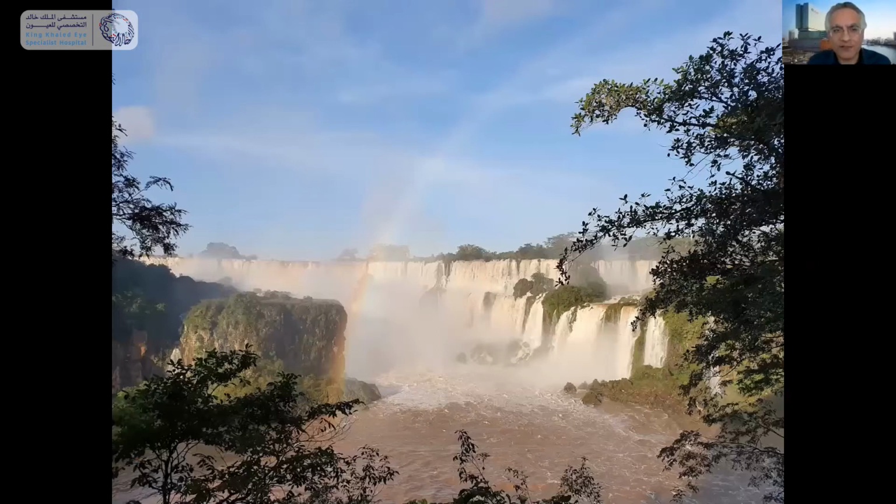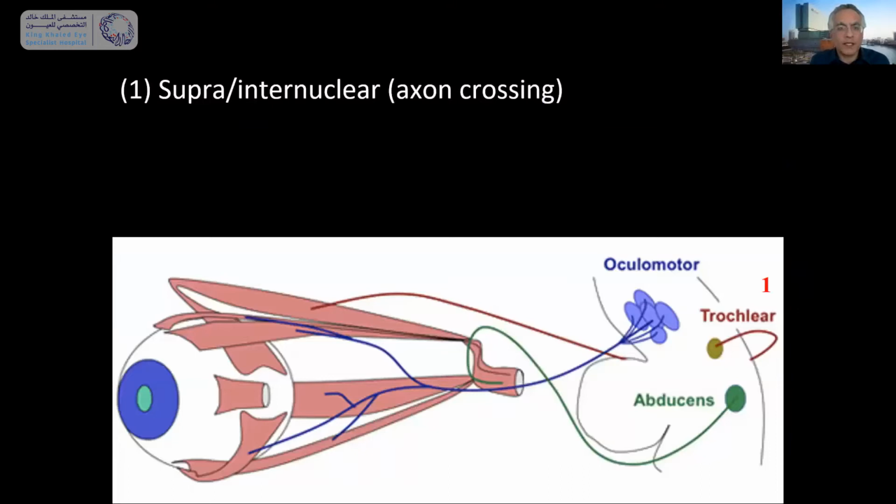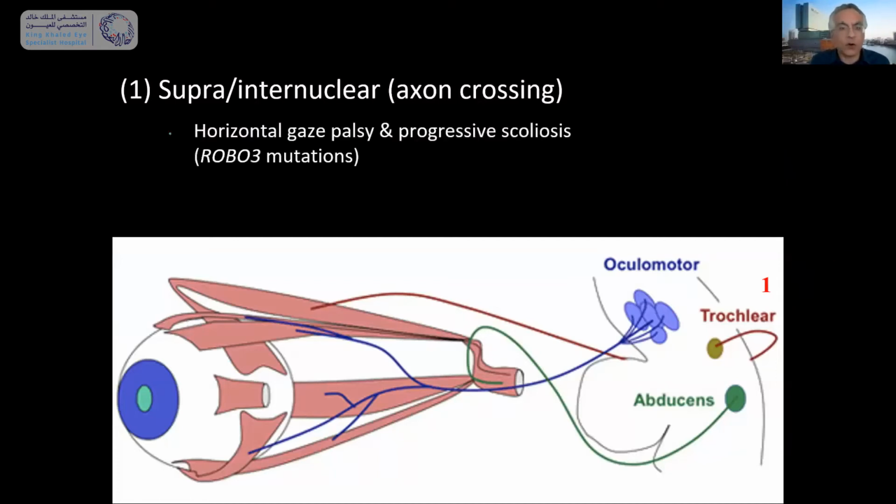Now let's dive into the CCDDs, and we're going to start with supra or internuclear CCDD, and there's only one CCDD that fits into this category, and this is the condition known as horizontal gaze palsy and progressive scoliosis. This is due to biallelic mutations in the gene ROBO3. ROBO3 is an axon guidance receptor. It is responsible for crossing of pathways in the hindbrain.